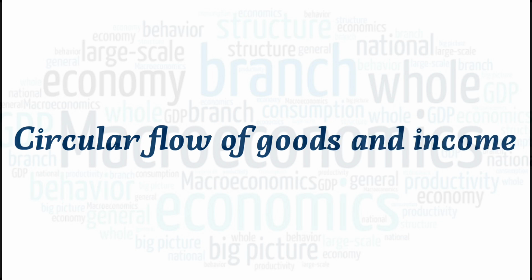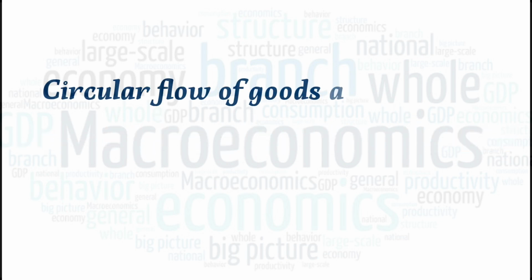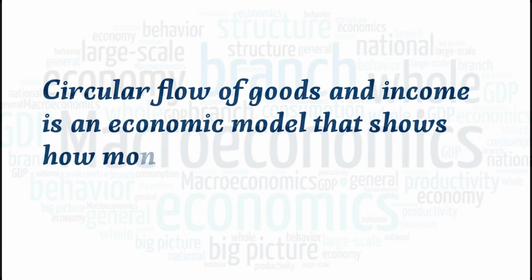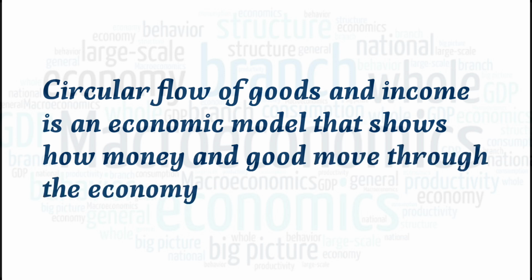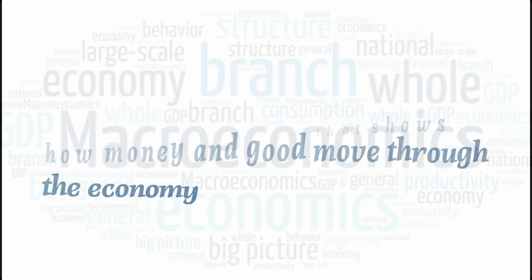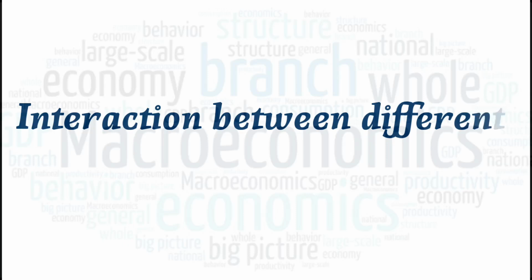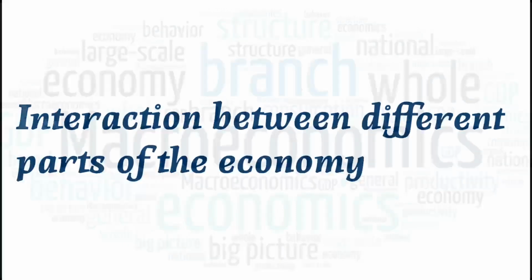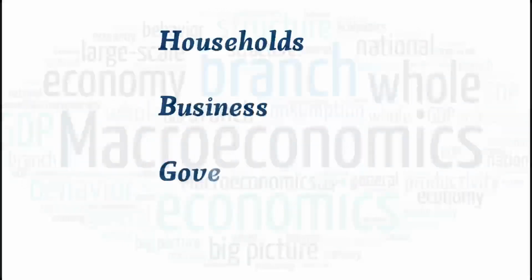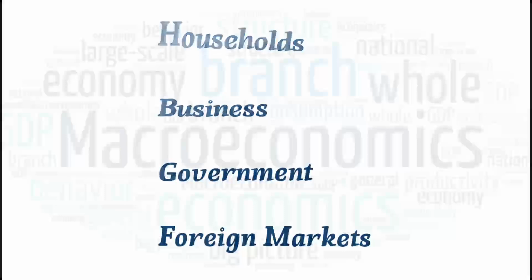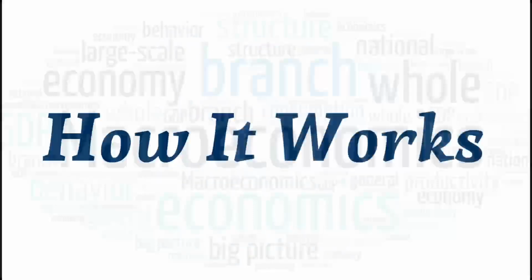Circular flow of goods and income. The circular flow of goods and income is an economic model that shows how money and goods move through the economy. It helps us understand the interaction between the different parts of the economy like households, businesses, the government and foreign markets. Let us understand how it works.